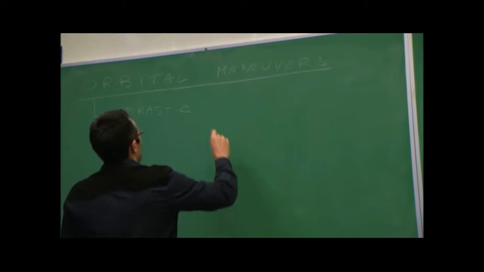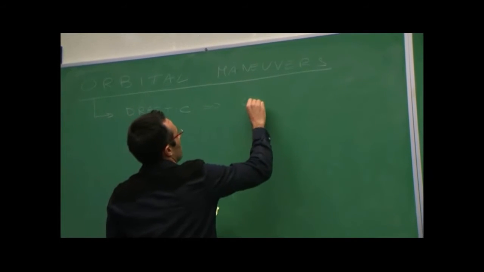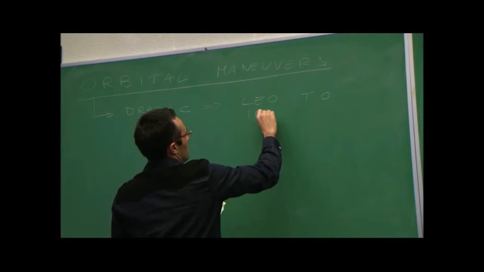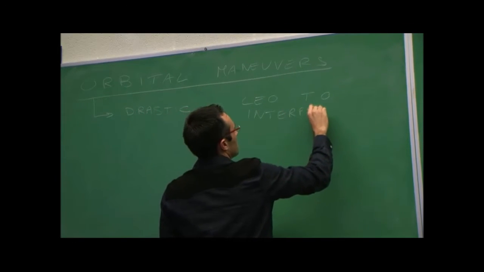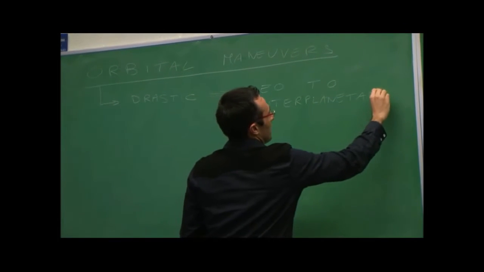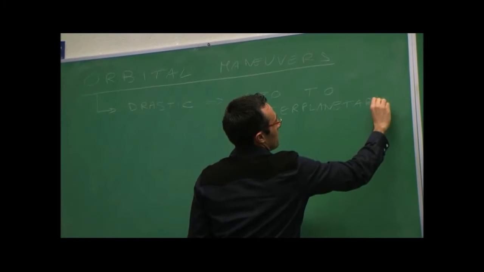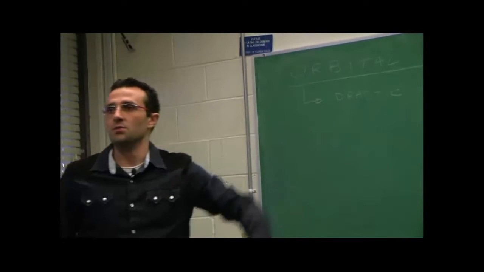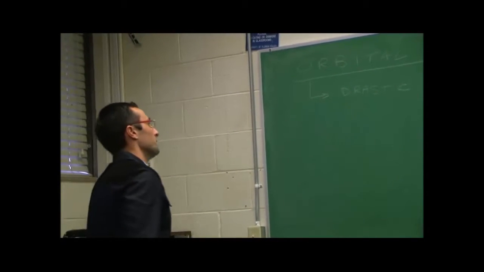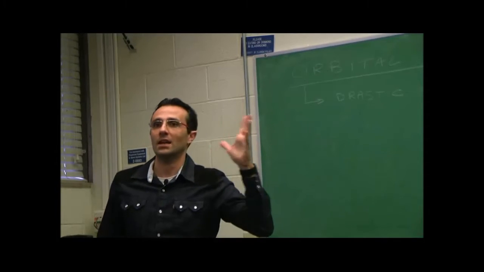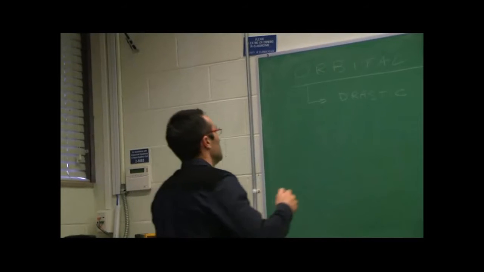So an example could be a pretty obvious one. You are in LEO and you want to go to an interplanetary trajectory. So you want to leave this planet, go from a possibly circular low Earth orbit to definitely some hyperbolic path, and then eventually do something else to approach Mars, for example. That is something that is going to require a strong, intense thrust applied to your spacecraft.